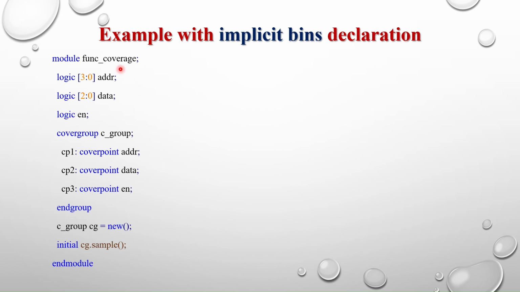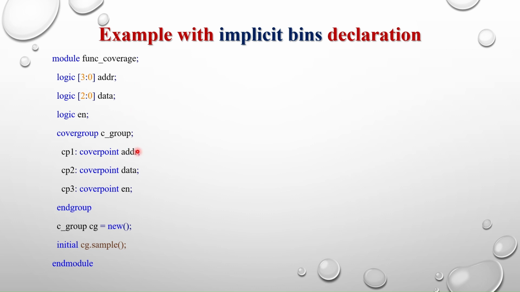Okay, so this is the example, and here you can see I'm not using any bins keyword. It is implicit bins, right? Implicit means bins will be created automatically. So how the bins will be created automatically and how many bins will be created, we will see. Here I told you that the number of bins depends on the bit width of the variable. For example, address is 4 bits. So how many possible values can address have? 2 to the power 4, 16 values. So 16 bins we can generate.